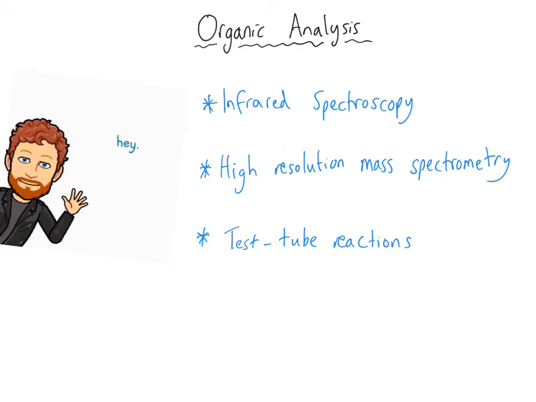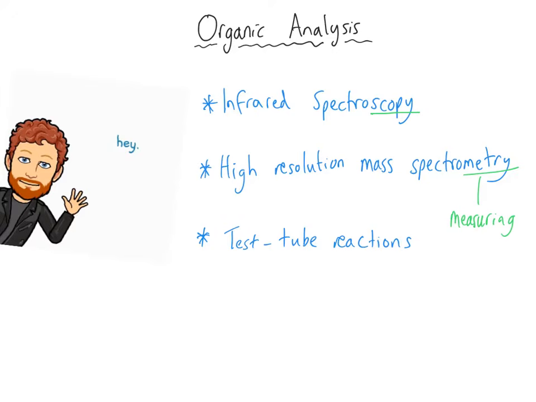We will then move on to high resolution mass spectrometry, and we will finish by looking at test tube reactions where you can do simple chemical tests to identify the presence of different functional groups. Before I move on to begin infrared spectroscopy, I do just want to highlight the different name ending for infrared spectroscopy and mass spectrometry.